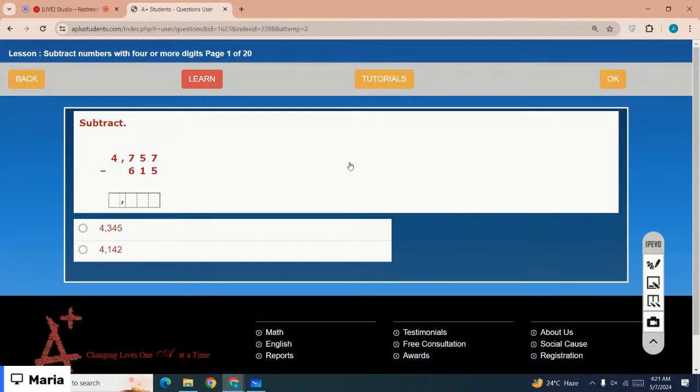4757 take away 615. Let's just subtract, right? Start with the rightmost digit, that is on the ones position, and start subtracting. On the ones position you have 7 take away 5. So 7 take away 5 is 2. Then you have to subtract the tens digit. 5 take away 1 is 4. Then you have to subtract the hundreds digit. 7 take away 6 is 1, and you write 4 as it is. The correct option is 4142.